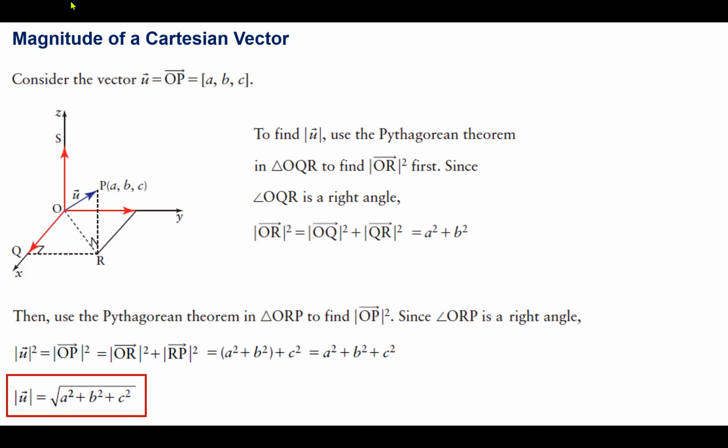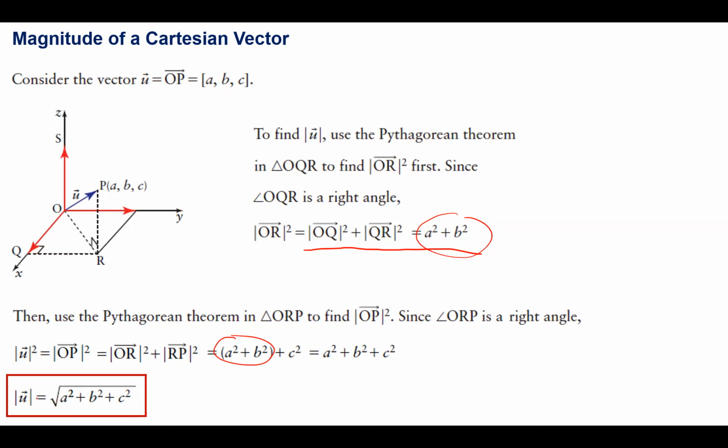Then put all the values in. Note that we have already got the sum of the 2 magnitudes squared, right? Which is a squared plus b squared. Then plus c squared, which is the magnitude of RP squared, right? And this gives us the magnitude of u squared equals a squared plus b squared plus c squared. Therefore, we have the magnitude of vector u equals the square root of a squared plus b squared plus c squared.